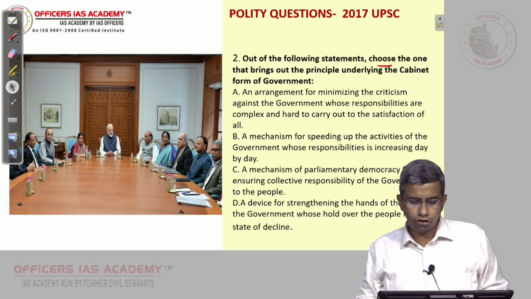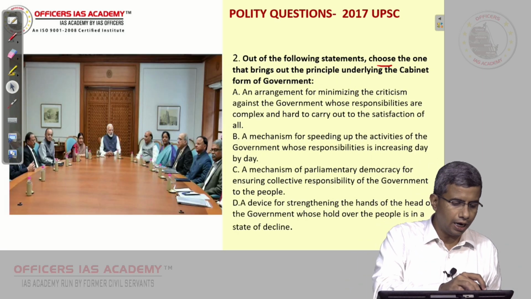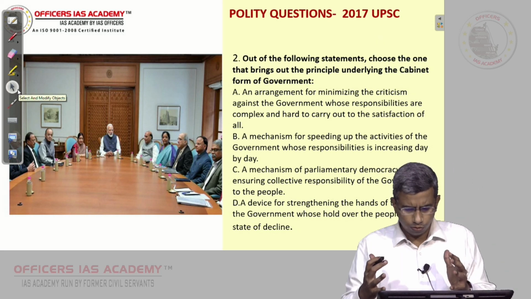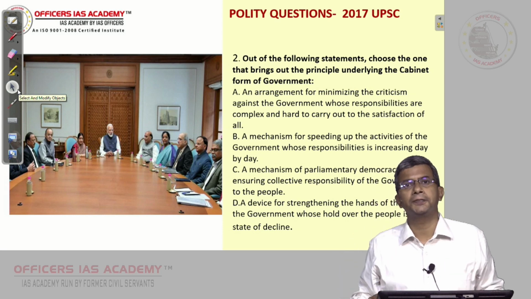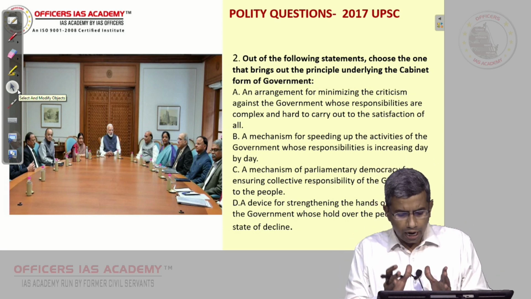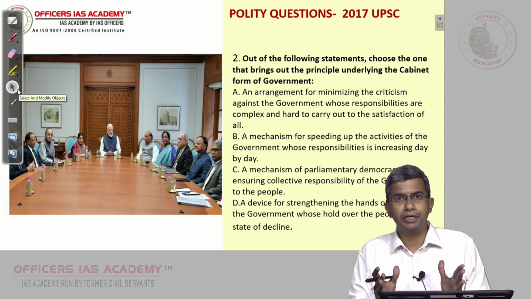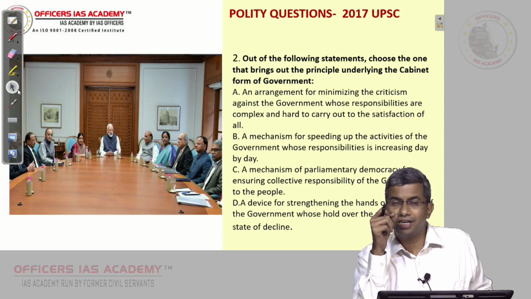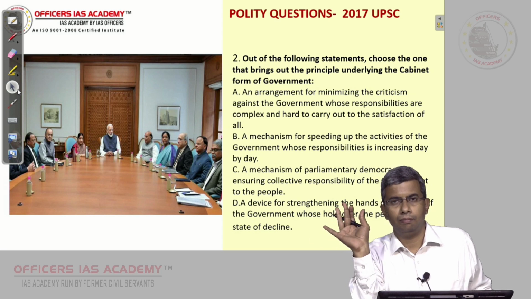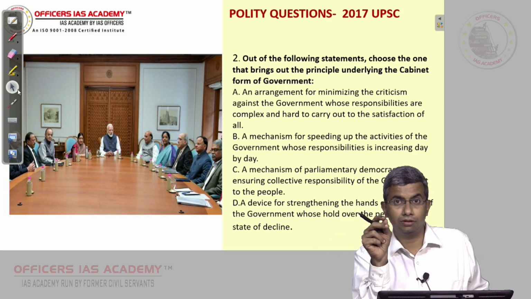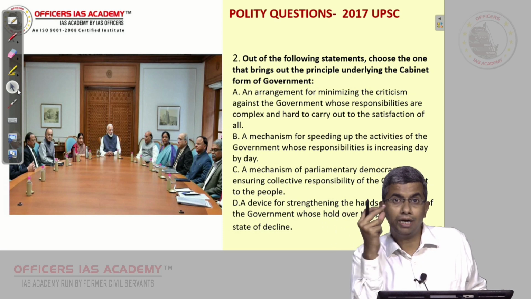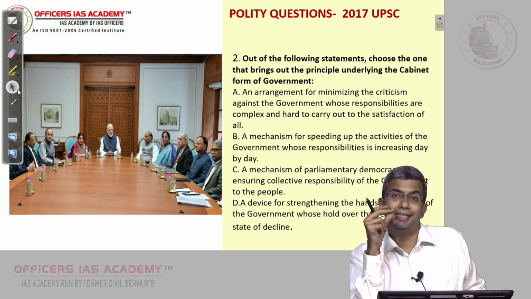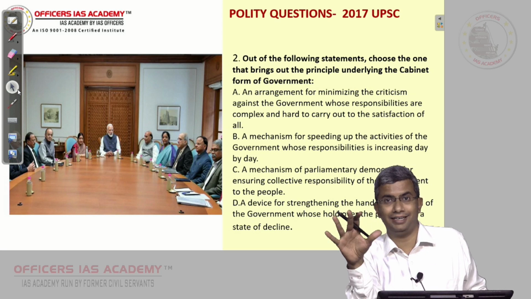Out of the following statements, choose the one that brings out the principle underlying the cabinet form of government. Now, whenever you find such questions, it's a big question, isn't it? Four big statements you have in the examination hall. The first thing that you need to do is quickly read all of them. And then if you have any doubts, you will be able to eliminate some of them, and then if you have any doubts between 2 options, then you can just apply your mind only on that and decide, right?